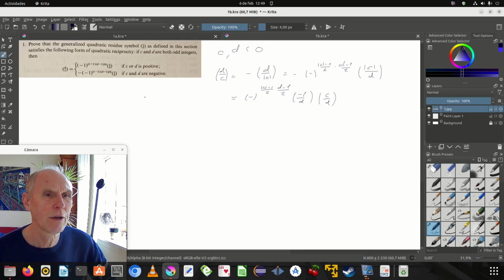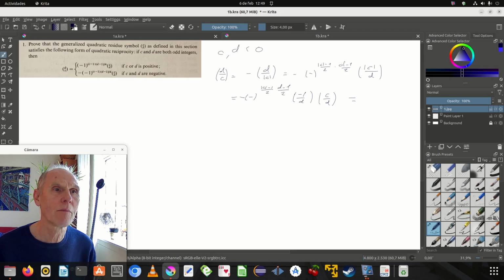All right. Oops, I forgot the minus. So it becomes minus. Yeah, we got exactly the formula, never mind. So that proves this. And we don't need to take C or D being naught into consideration. They're both odd integers, of course. So that finishes problem 1.